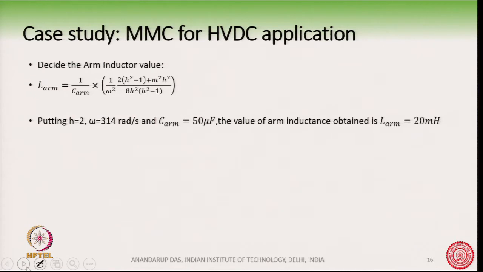Once we have decided this arm capacitance, then we decide the arm inductor value, which can be obtained from this formula here. If you put H equal to 2, omega 314 and C arm as 50 microfarad, the value of the arm inductance is about 20 millihenry. So, this is how we design the arm inductance and the cell capacitance, and we can choose the IGBT devices. We have to also choose the diodes along with that, and the thyristors which can tolerate the fault condition.